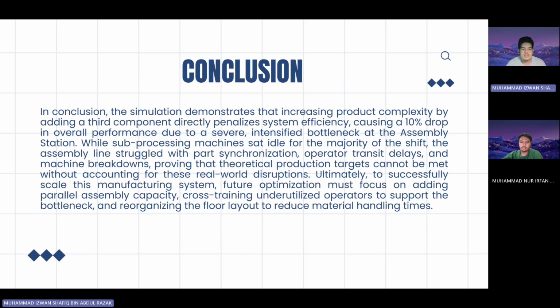Ultimately, to successfully scale this manufacturing system, future automation must focus on adding parallel assembly capacity, cross-training underutilized operators to support the bottleneck, and reorganizing the floor layout to reduce material handling times.